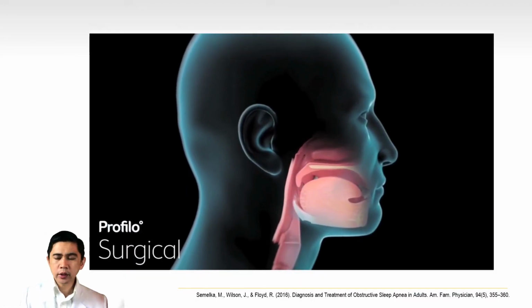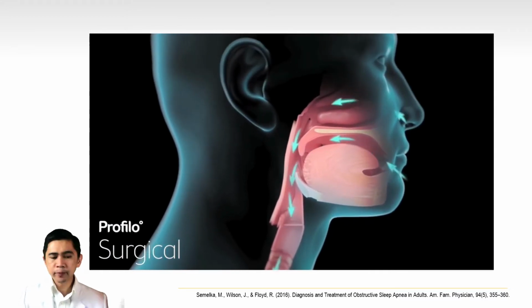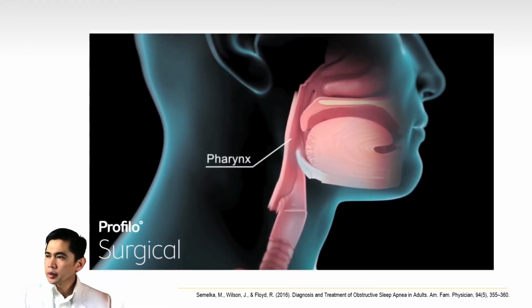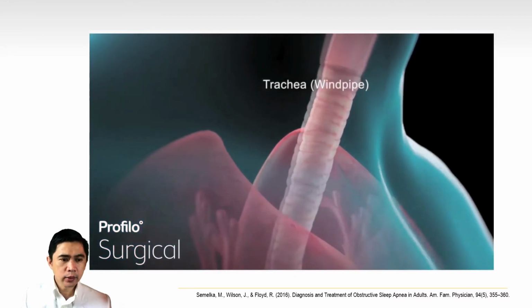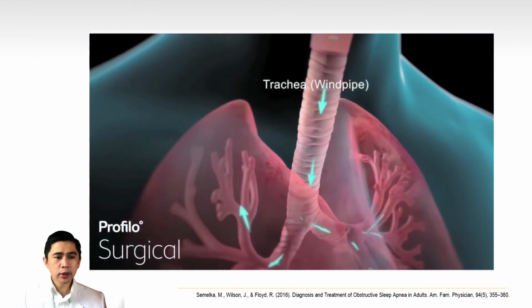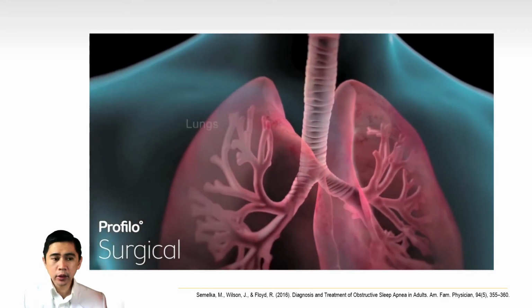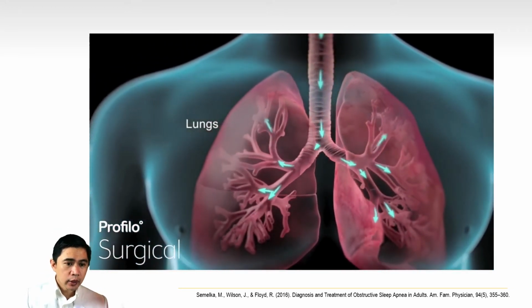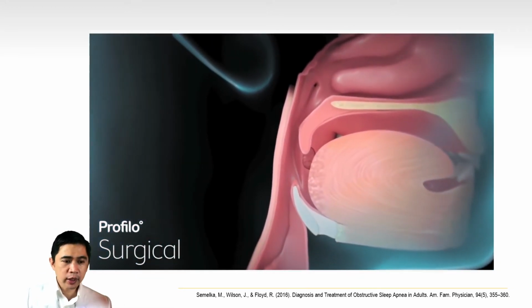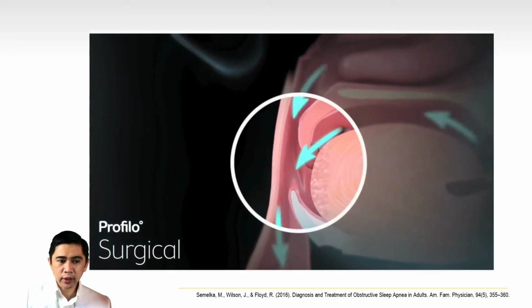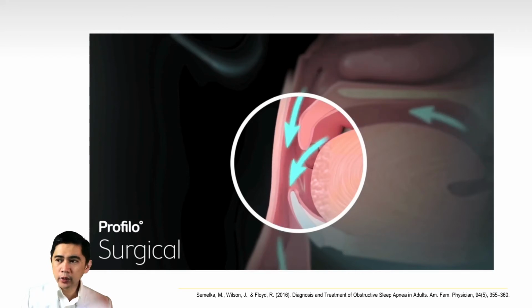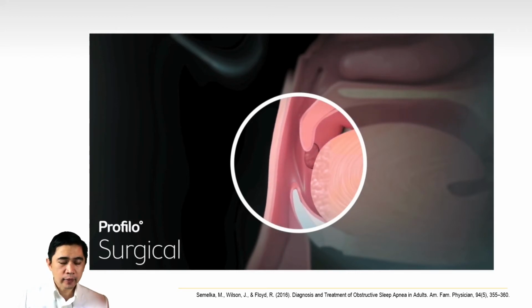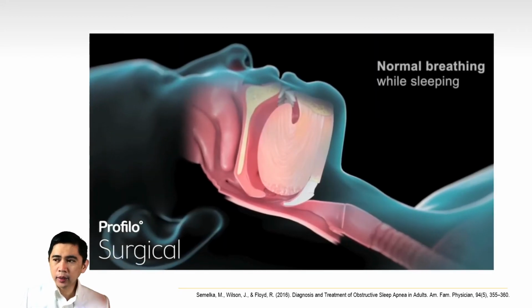Okay, so let's take a look at this video from Profilo Surgical. So this is the upper airway. Okay, it goes to the trachea and to the lungs. That's in an upright position. So we can see here the collapsible segment as discussed. Okay, that's the collapsible segment. And this is okay when you're upright and standing. Okay, the body will have airway.